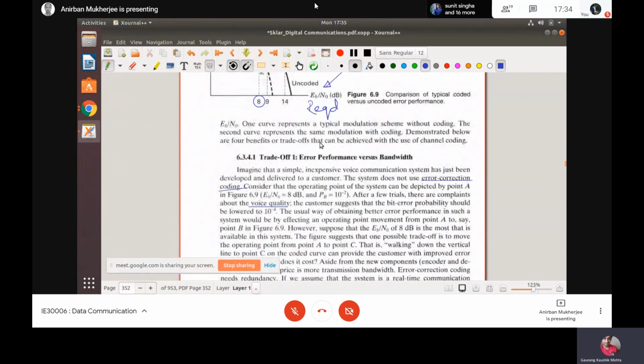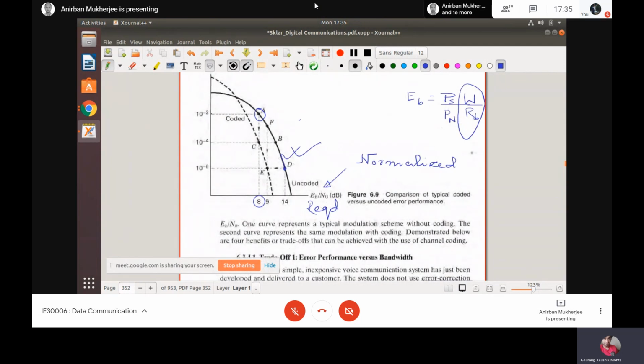Okay, so then the customer suggests that the bit error probability should be lowered to 10 to the power minus 4. So that means he wants my bit error probability to come down to here. Now, in order to get that, if your bit error probability reduces, from the transmitter side you have to pump more power at the symbol.